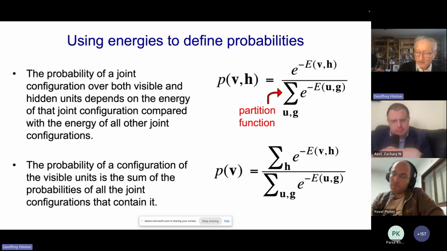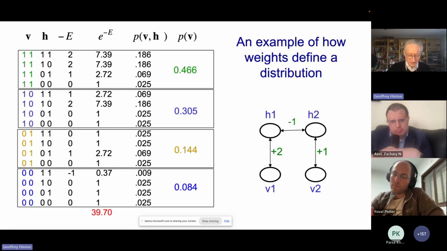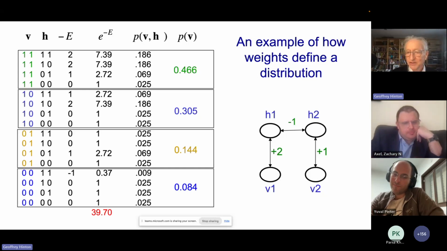And I'm going to go through a worked example because I find I always understand these things much better if I've seen a worked example. So let's have a very simple network with 2 visible units and 2 hidden units. So there's 4 possible states of the visible units, 1 1, 1 0, 0 1, and 0 0. And there's 4 possible states of the 2 hidden units. And there's obviously 16 possible joint states, which I've shown you in this table. And so the top 4 lines are when the 2 visible units are on, and we look at all possible states of the hidden units.